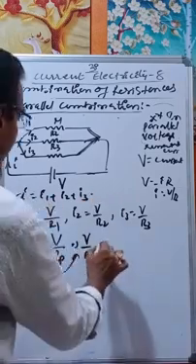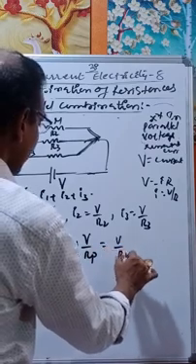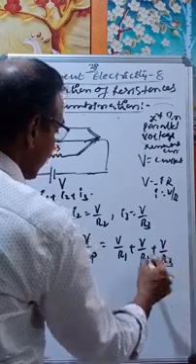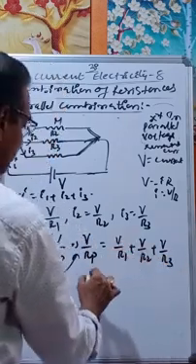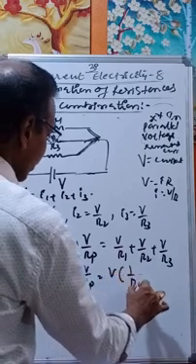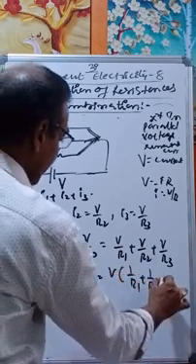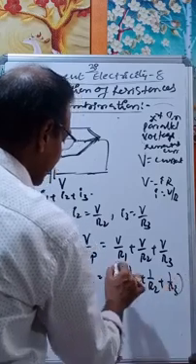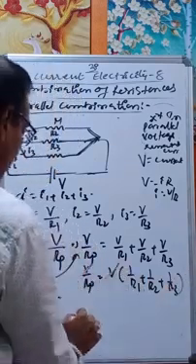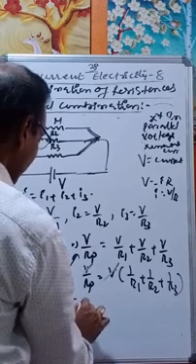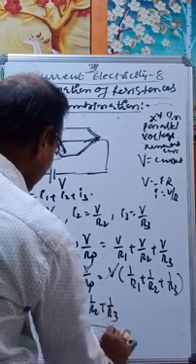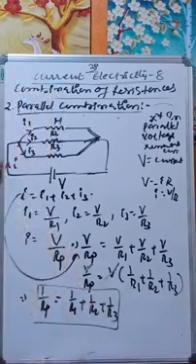V by RP is equal to V by R1 plus V by R2 plus V by R3. Here V remains constant. Therefore, V by RP is equal to V into 1 by R1 plus 1 by R2 plus 1 by R3. V gets cancelled. This implies 1 by RP is equal to 1 by R1 plus 1 by R2 plus 1 by R3. In parallel, we get the reciprocal.